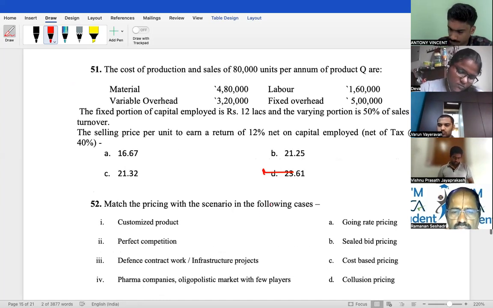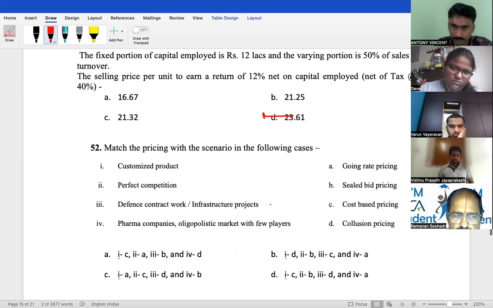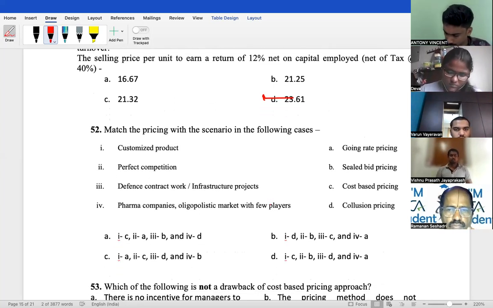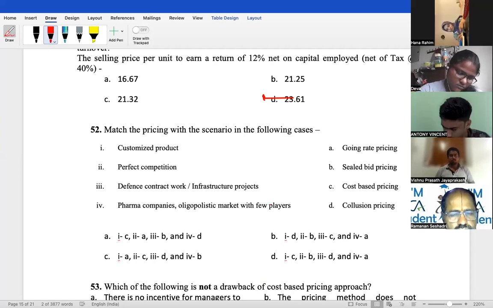Then we have to match the pricing policy with the scenario in the following cases. Customized product, perfect competition, defense contract work, infrastructure projects, pharma companies, oligopolistic market with few players. Match it with going rate pricing, sealed bid pricing, cost-based pricing, collusion pricing. Okay. Find out.